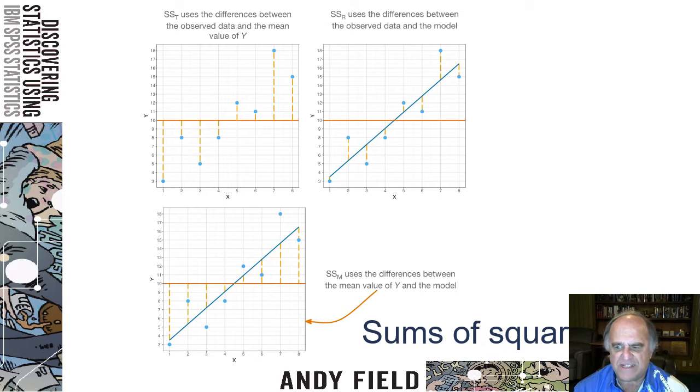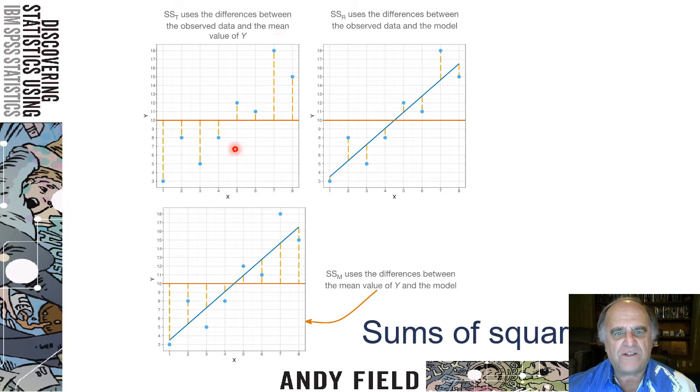So Field gives this, which is a good way of describing it, except I don't like his labels. Again, I said in the first lecture, sometimes authors will use terms differently than most other people. This is where Field does it, and I find it a little confusing. So he shows you there's three sums of squares.